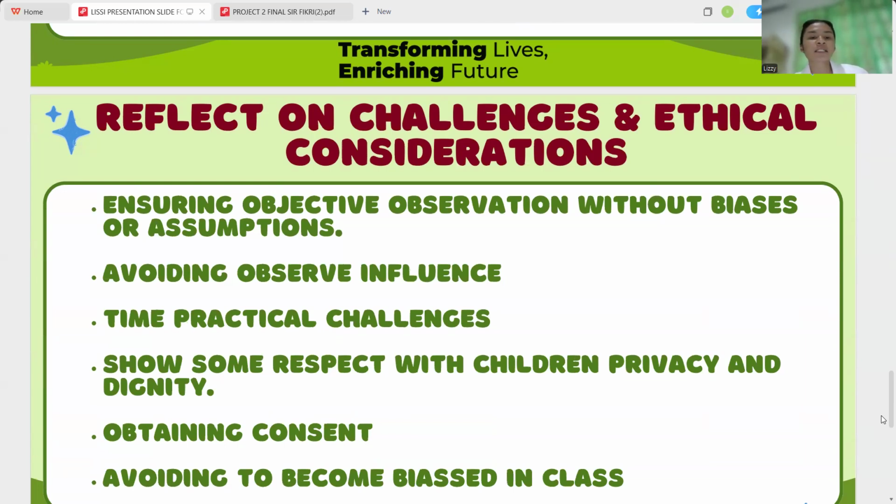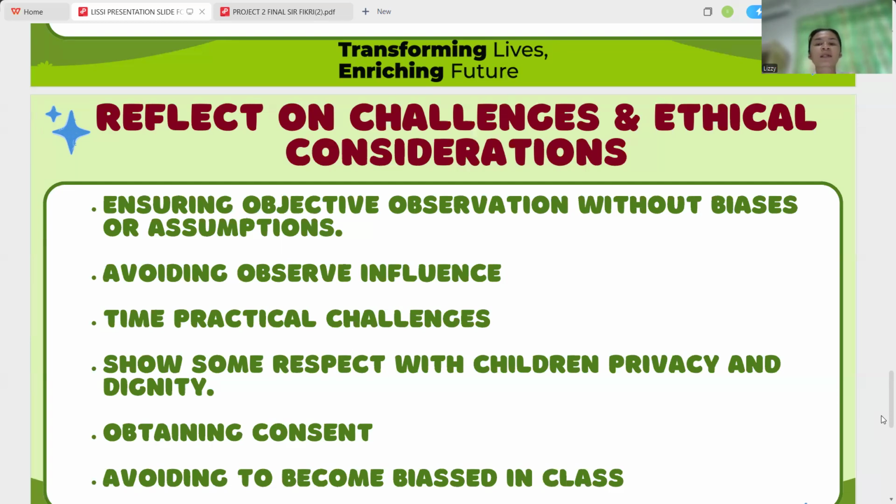So the first points are ensuring objective observation free of bias or assumptions, avoiding observer influence, time and practical challenges, showing respect for children's privacy and dignity, obtaining consent, and also avoiding bias in class. So the first key challenge for me is ensuring objective observation without bias or assumption.